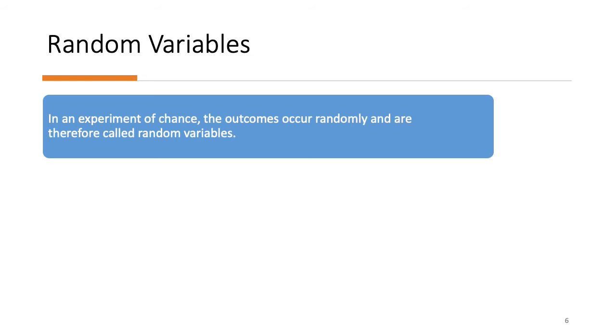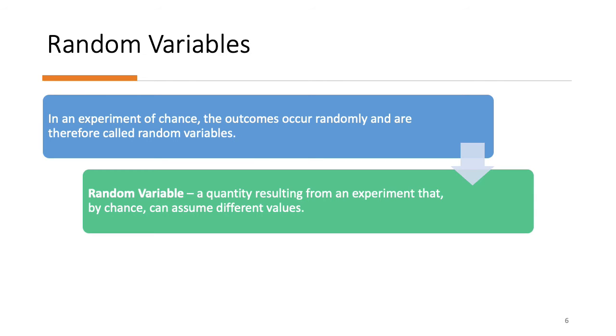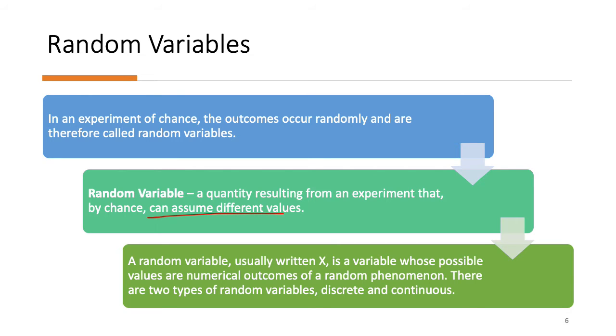First, we want to define random variables. In an experiment of chance, the outcomes occur randomly and are therefore called random variables. A random variable is a quantity resulting from an experiment that by chance can assume different values. A random variable is usually written as x, and this is a variable whose possible values are numerical outcomes of a random phenomenon. There are two types of random variables, discrete and continuous.